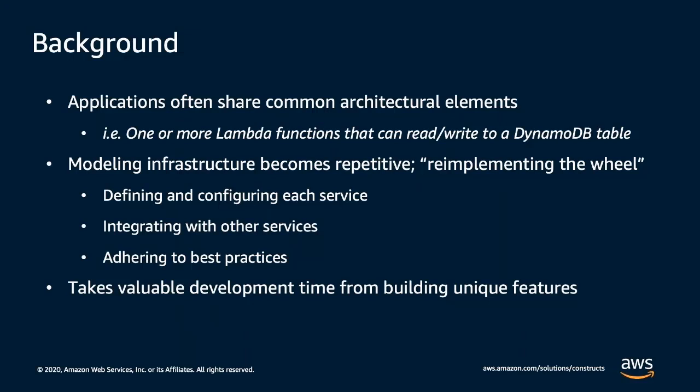Oftentimes, when building an application, we find ourselves re-implementing the wheel when it comes to modeling the infrastructure. Let's take a simple example, a Lambda function that can read and write data to a DynamoDB table. It's a very common architectural pattern, but each time we want to build this in, we have to invest cycles into individually defining and configuring each service, as well as wiring it up and ensuring alignment with established best practices. This exposes some repetitive steps in our workflow and can even draw valuable development time away from implementing the unique features of our application.